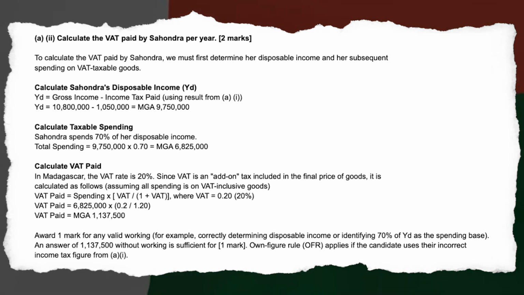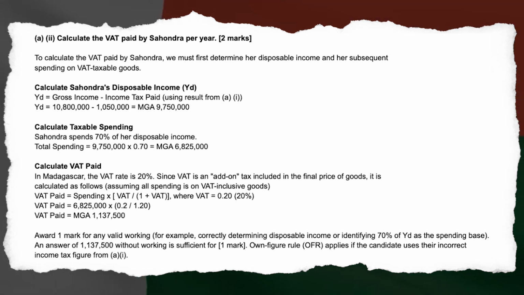Calculate taxable spending. Sahandra spends 70% of her disposable income. Total spending equals 9,750,000 times 0.70 equals MGA 6,825,000. Calculate VAT paid. In Madagascar, the VAT rate is 20%. Since VAT is an add-on tax included in the final price of goods, it is calculated as follows, assuming all spending is on VAT-inclusive goods.